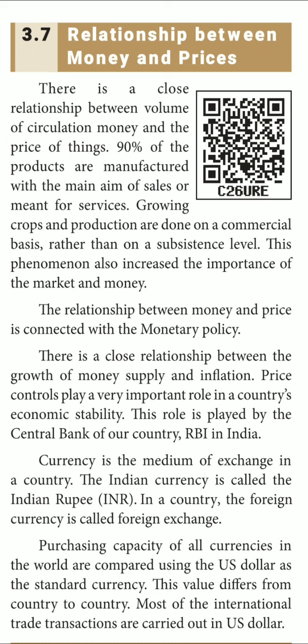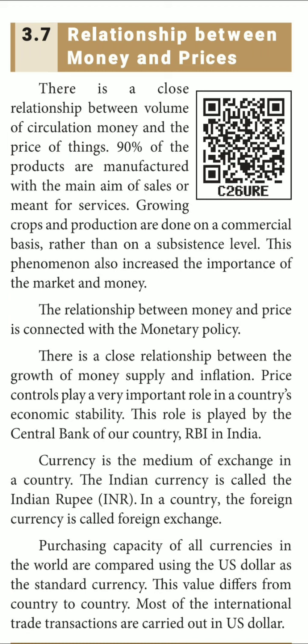Okay. We all know for what purpose people are producing and manufacturing things. The main aim is to sell the product, isn't it? So 90% of the products are manufactured with the main aim of sales or meant for service. Whether it is an agricultural product or an industrial product, the main aim of production is to sell and get money. This phenomenon also increases the importance of market and money.